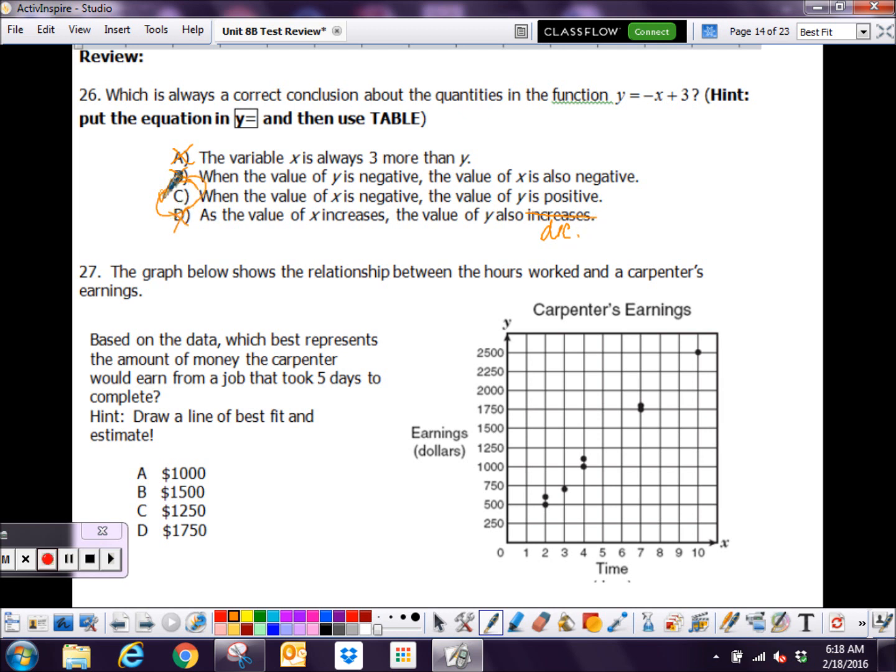The graph below shows a relationship between the hours worked and a carpenter's earnings. Based on the data, which best represents the amount of money the carpenter would earn from a job that took 5 days to complete? Hint, draw a line of best fit and estimate. Okay, so what I'm going to do, I'm going to draw a line of best fit. That's the line that best fits this data. Okay, so this is probably something that it would look like. All right, now I'm going to go to 5 and see about where that would be. It looks like it would be about at 1250. So there we go. There's our answer, 1250.